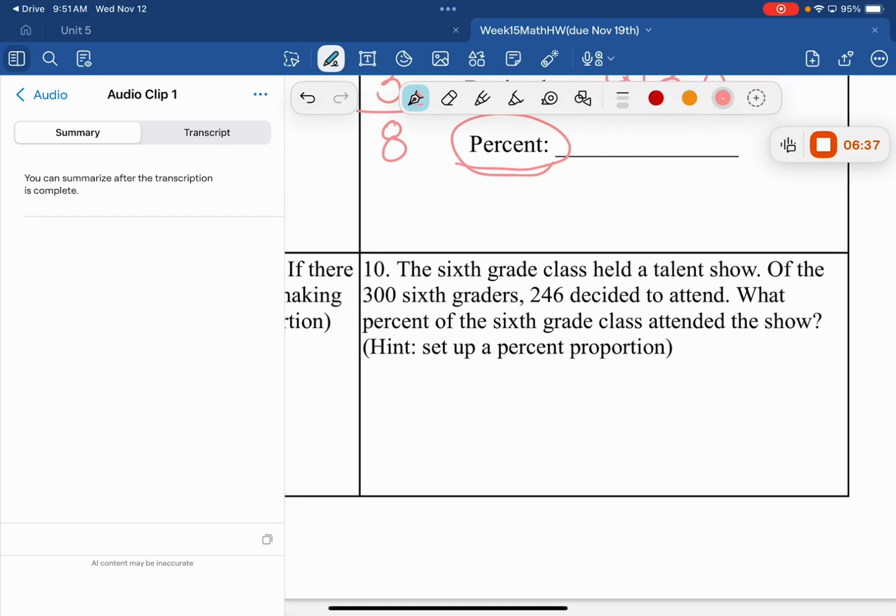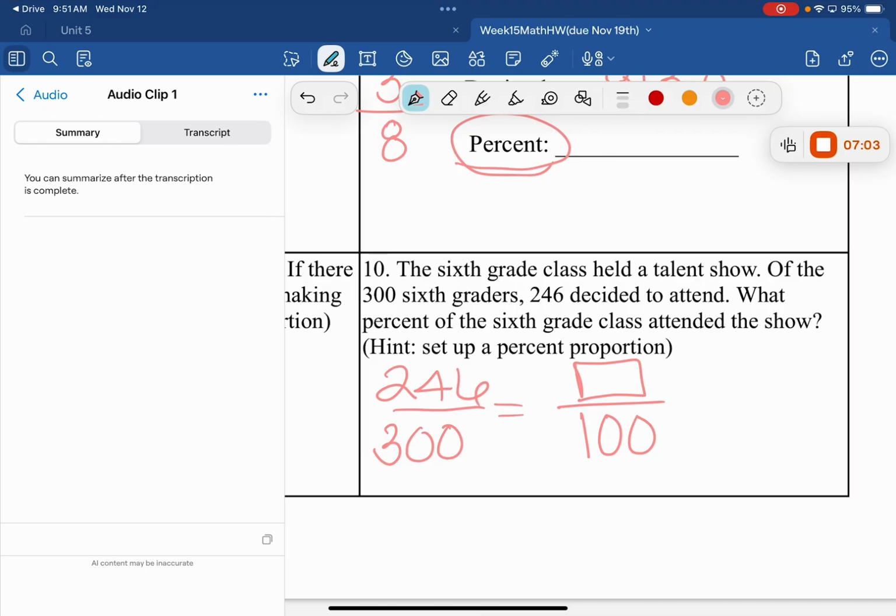The 6th grade class held a talent show of 300 6th graders. 246 decided to attend. What percent of the 6th grade class attended the show? 100 always goes here. The percent is missing, so that's like our X. There's a total of 300, that's our whole. And our part is 246.